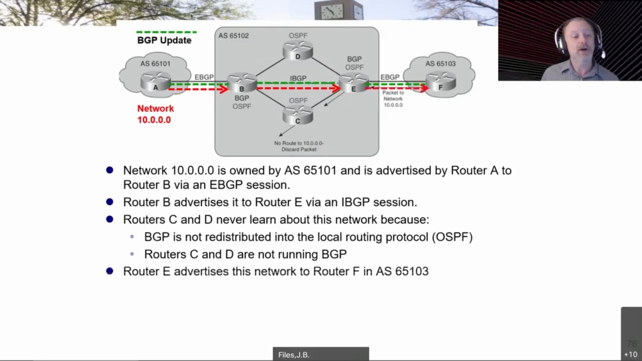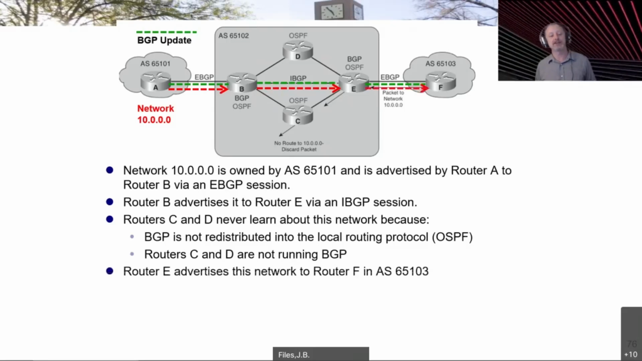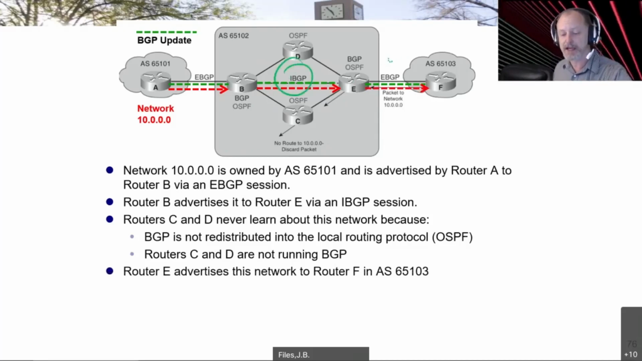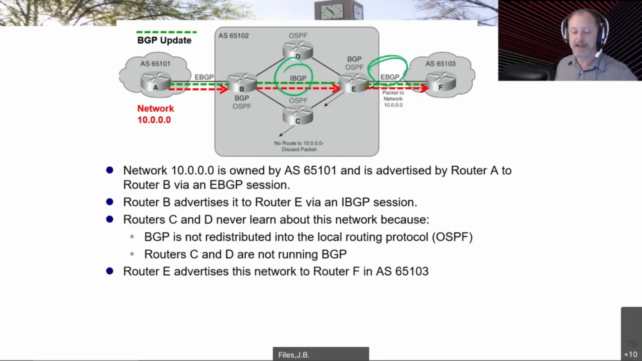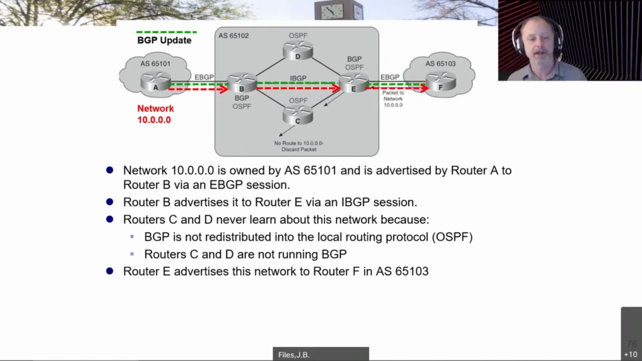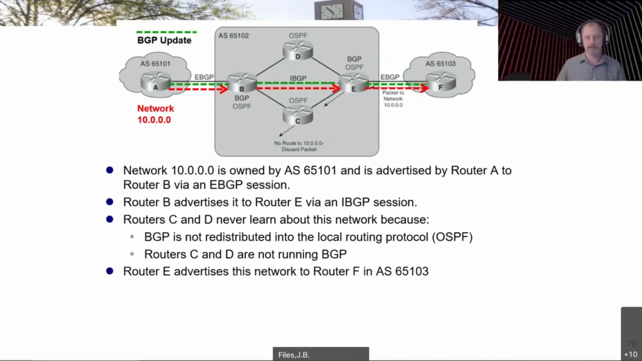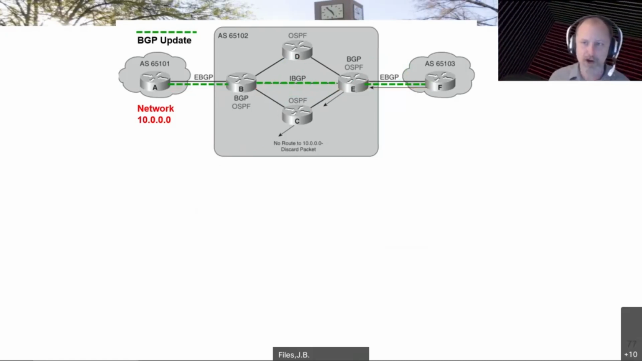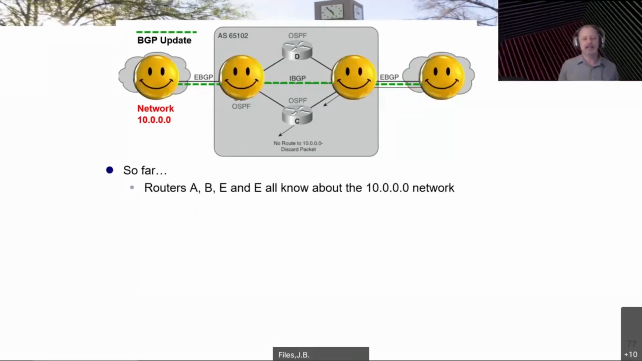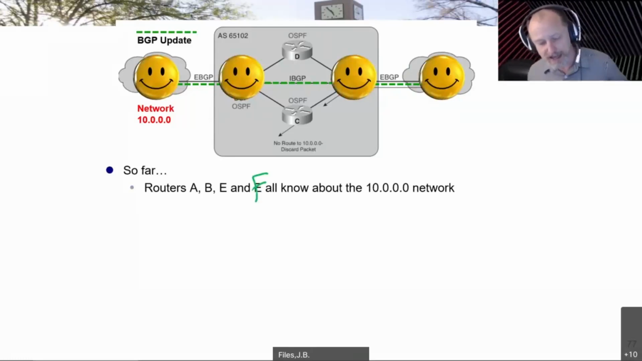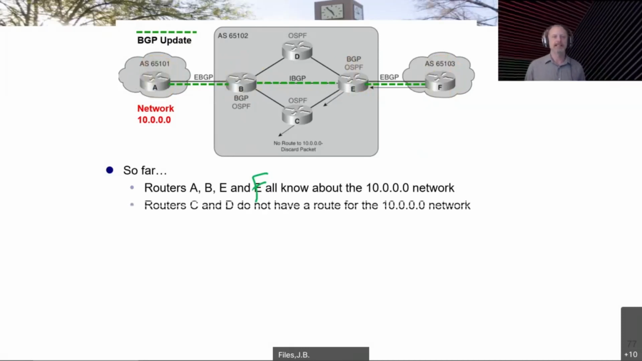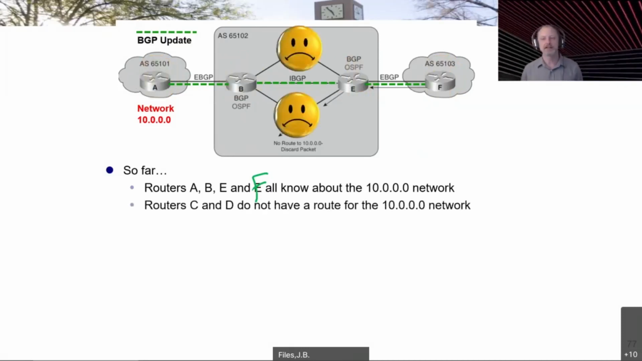Okay, so then router E is going to advertise that to F. It learned it via iBGP, but because router F is an eBGP relationship, it'll advertise it out. We haven't told it not to, and we'll talk about how to do that later. So basically, A, B, E, and F all know about the 10 dot network. D and C don't.